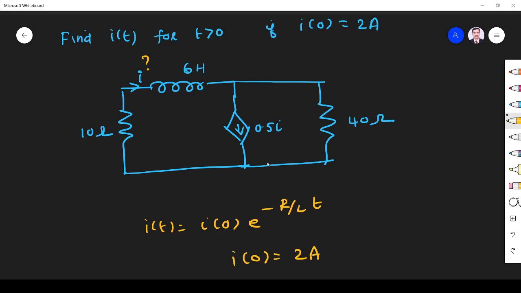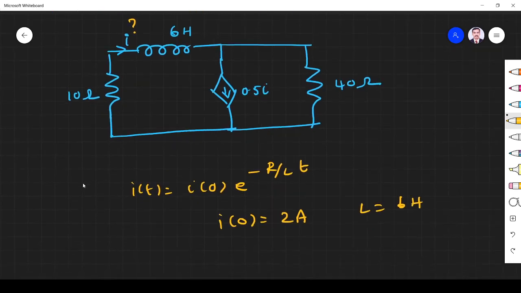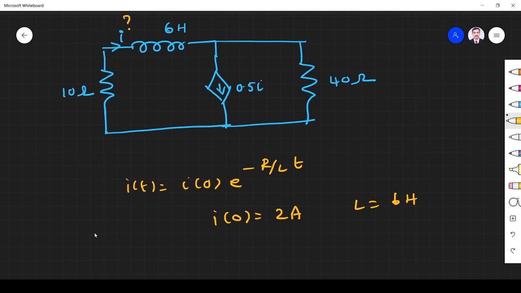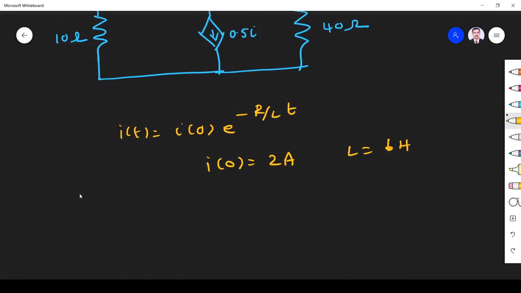R by L, I have to find. L I have, so L is also given. R is nothing but Thevenin's equivalent resistance. In order to find Thevenin's equivalent resistance for a circuit with a dependent source, what we have to do? We have to remove this inductor and replace it with either a voltage source or a current source of 1 volt or 1 ampere respectively. So I replace this inductor with a 1 volt voltage source.